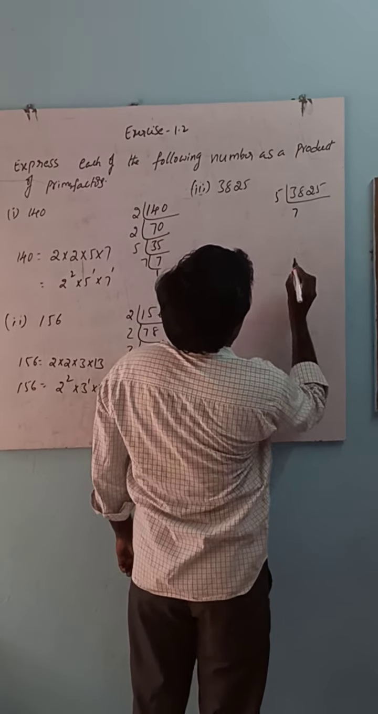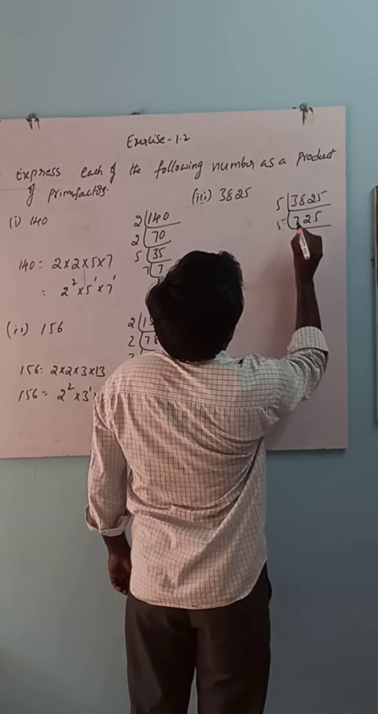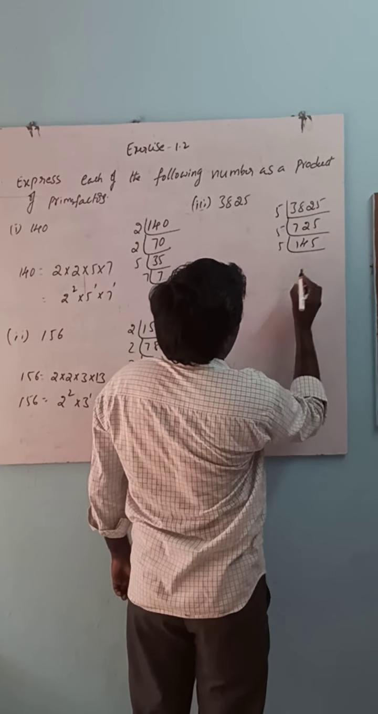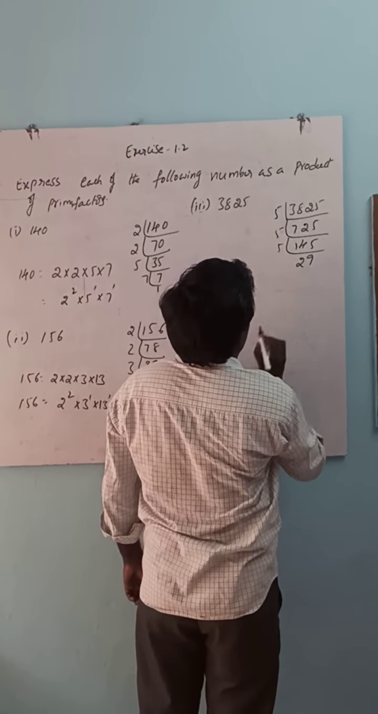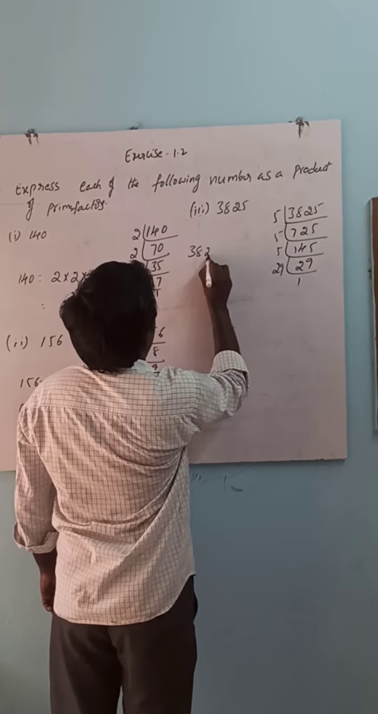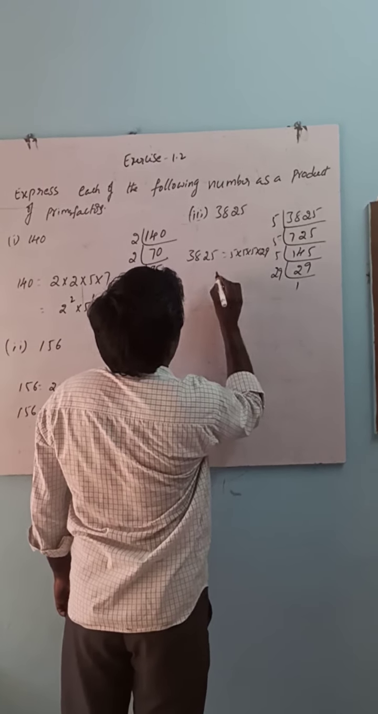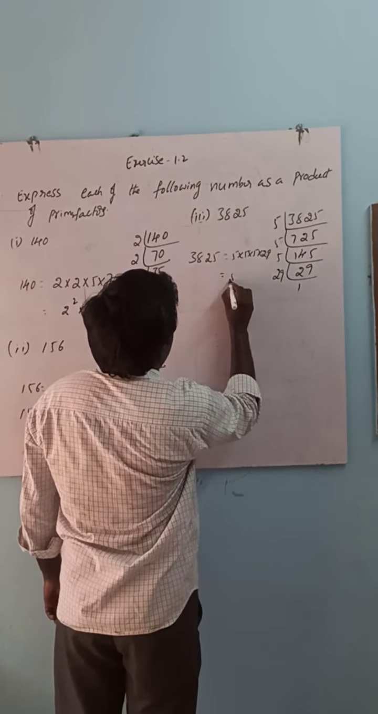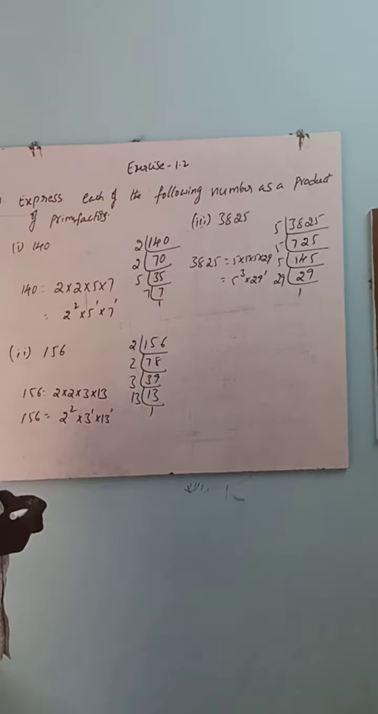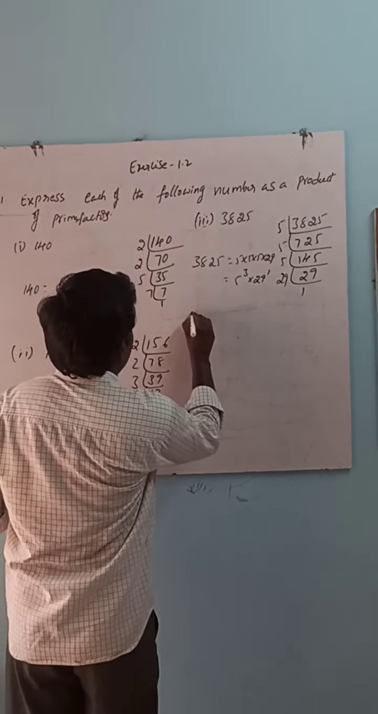5 into 765, next 5 into 153, next 3 into 51, 3 into 17... Again we can divide with 5, 5 into 5, 5 into 29... Okay, so next 29 into 1. So 3825 is equal to 5 into 5 into 5 into 29. So 5 is multiplied 3 times. We can write as 5 cube into 29 power 1. So the number 3825 you can write as a product of prime factors.